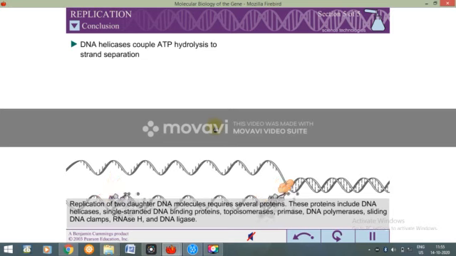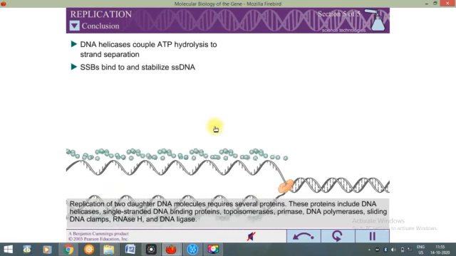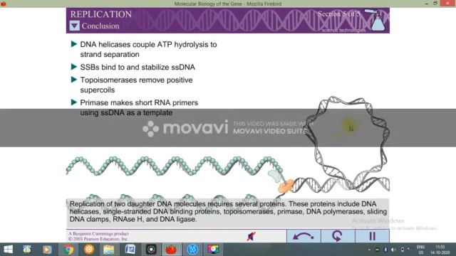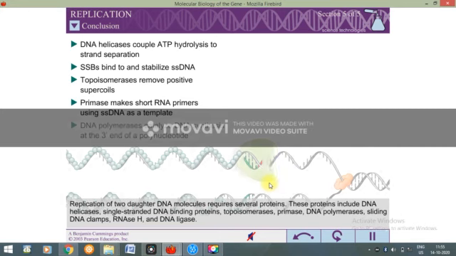So that's the conclusion. DNA helicases couple ATP hydrolysis to strand separation. First of all, helicases will come and they will separate the strands. Then single strand binding proteins will stabilize the strands. Then this supercoiling can be removed with the help of topoisomerase. Then primase will come into action. It will make small RNA primers. With the help of small RNA primers, this DNA polymerase will make DNA strands.